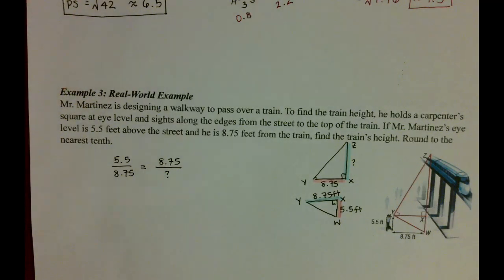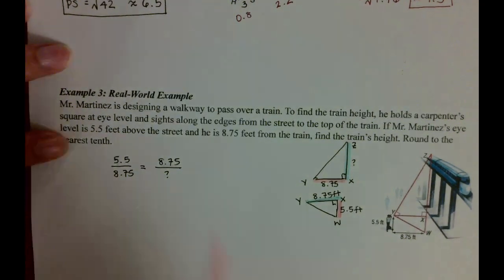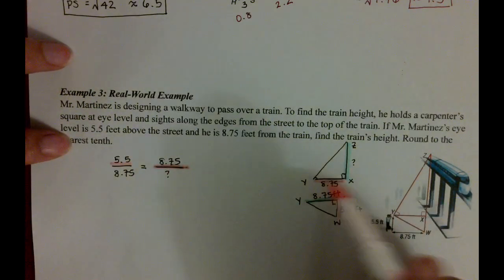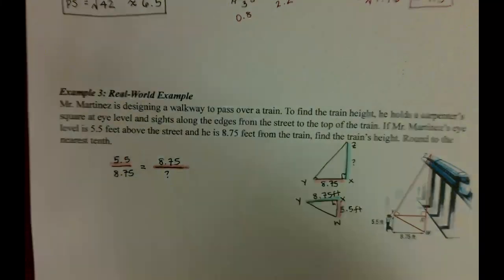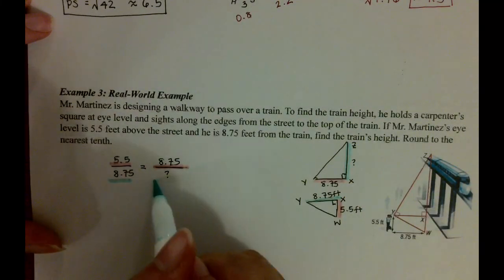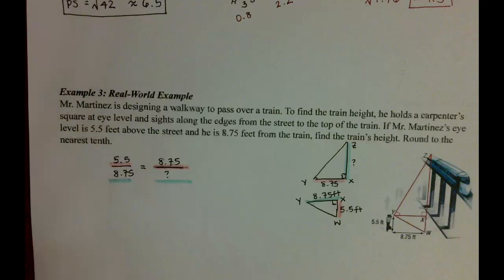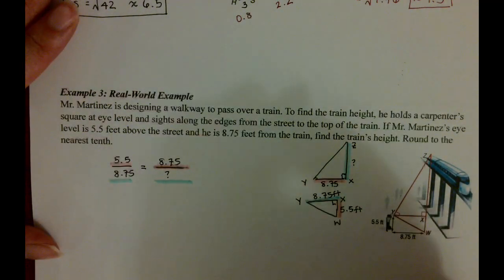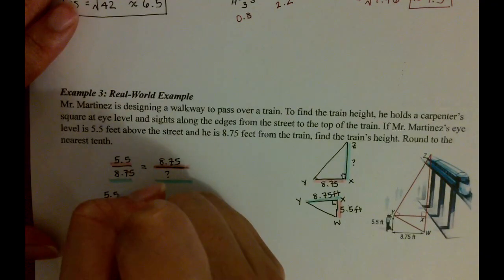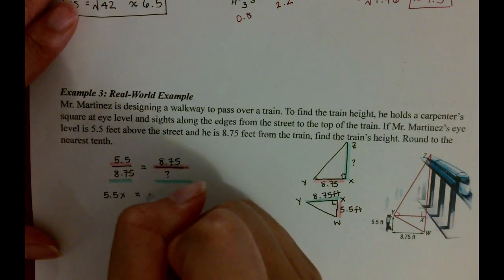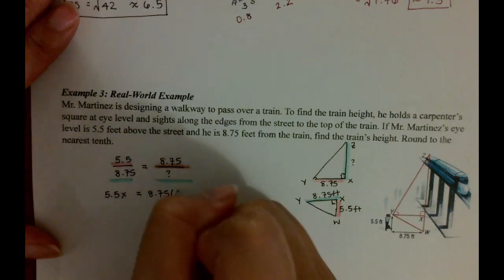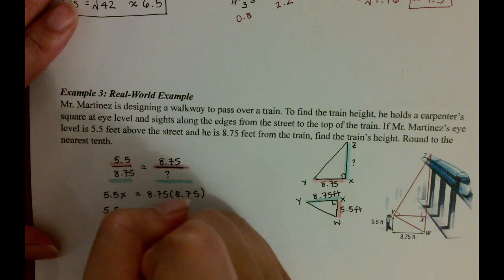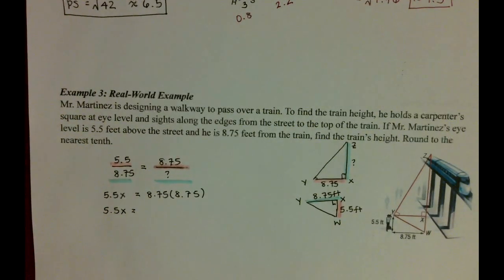Let me show you how it matched up. 5.5 and 8.75, so this one and this, and then it became this one and this one. So this was the small triangle, this is the bigger triangle. Let's just use x for now because we don't know what this is. So 5.5 times x equals 8.75 times 8.75.